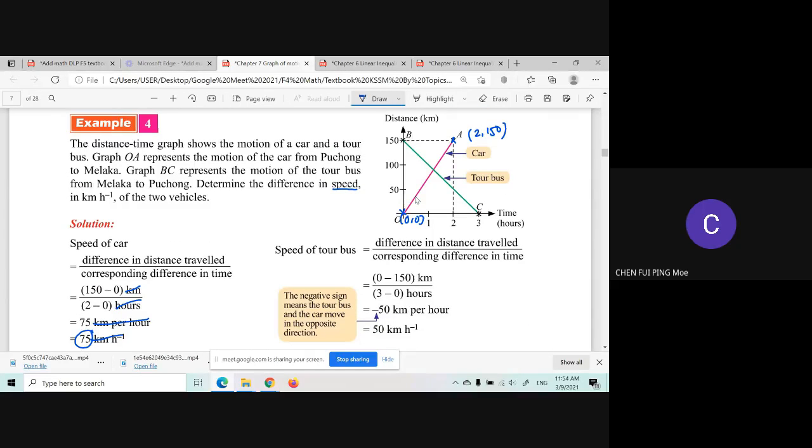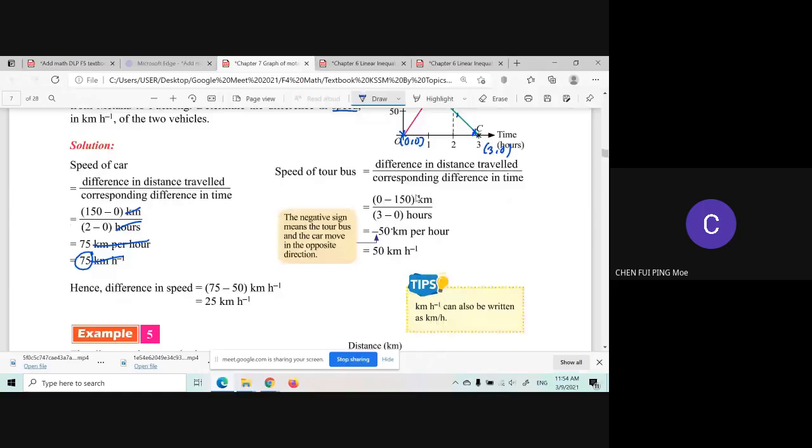Now we look at the bus. This point is 0, 150. This point is 3, 0. So you can use 150 minus 0 over 0 minus 3, or use the other way around. Keying in, we get negative 50. So negative 50 is the speed for the bus.